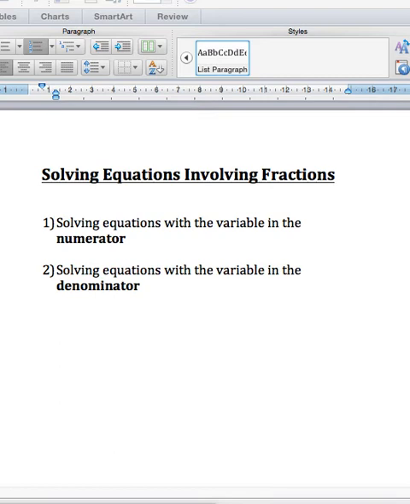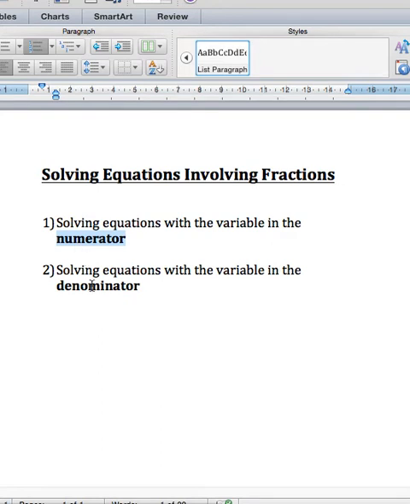Hi, this session will involve solving equations involving fractions, okay? And it can get a bit tricky at times, but we're going to start off with the basics. Now, there's two types of equations that we can have that relate to fractions, and the first type is where the variable is in the numerator. So we find, for example, x on top.